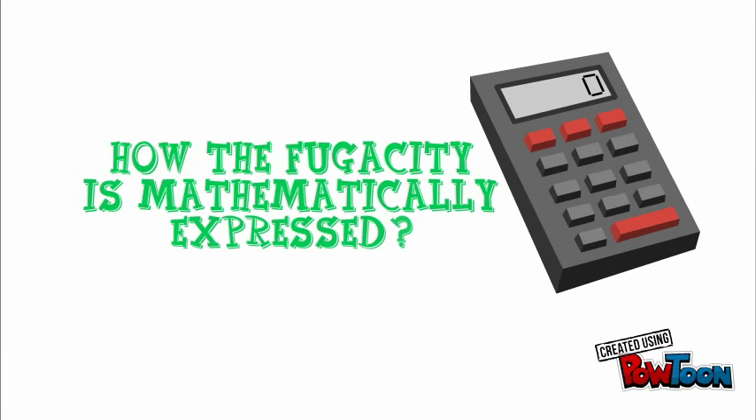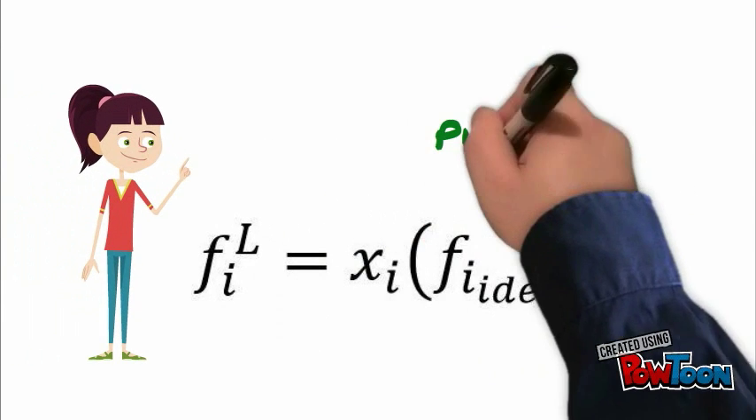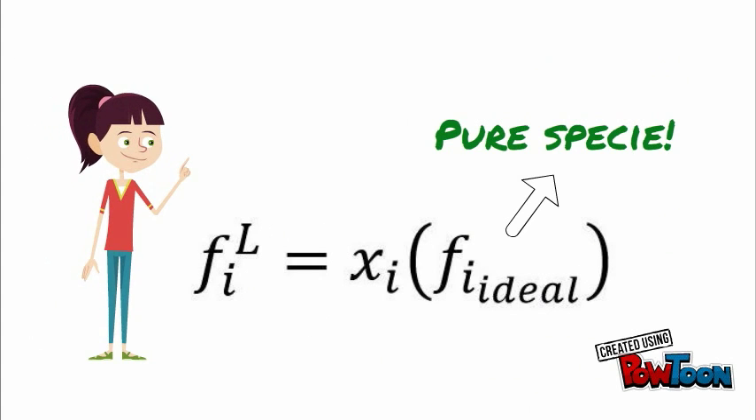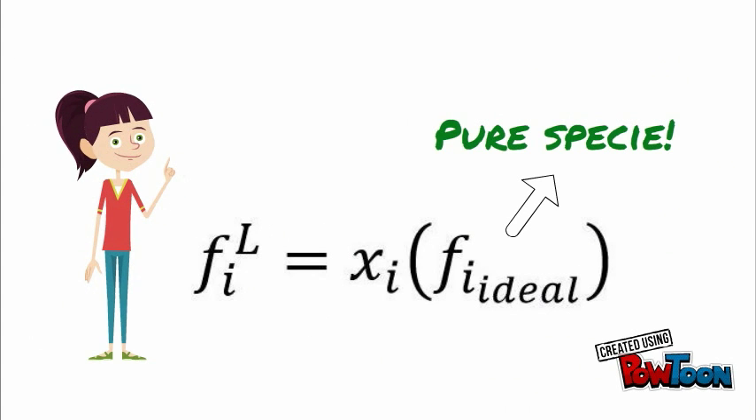How is the fugacity mathematically expressed? The fugacity of the component i in the liquid phase is equal to its composition times the ideal fugacity of the component, considering it as a pure species.